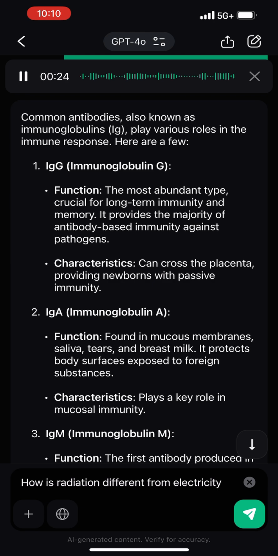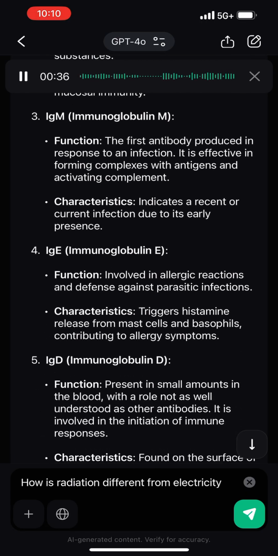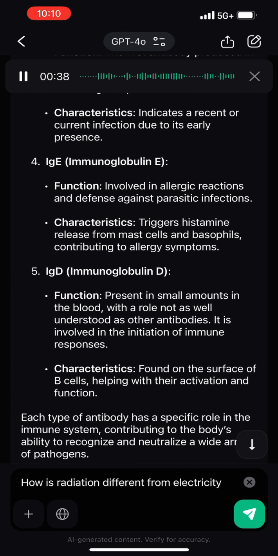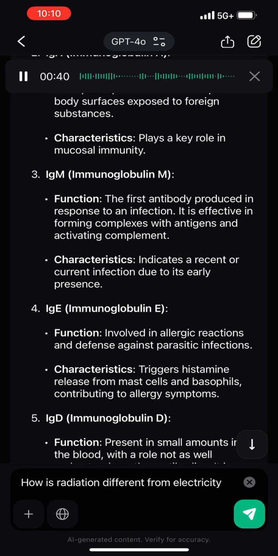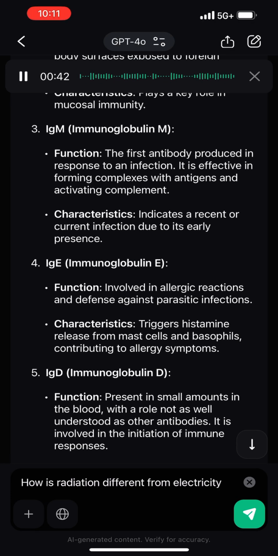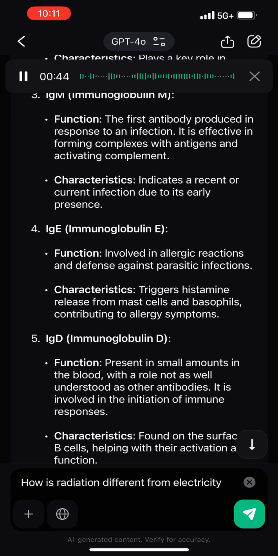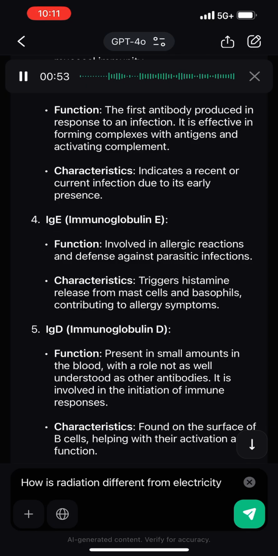2. IgA, immunoglobulin A. Function: found in mucous membranes, saliva, tears, and breast milk. It protects body surfaces exposed to foreign substances. Characteristics: plays a key role in mucosal immunity. 3. IgM, immunoglobulin M. Function: the first antibody produced in response to an infection. It is effective in forming complexes with antigens and activating complement. Characteristics: indicates a recent or current infection due to its early presence.